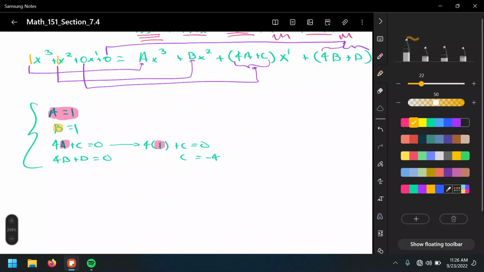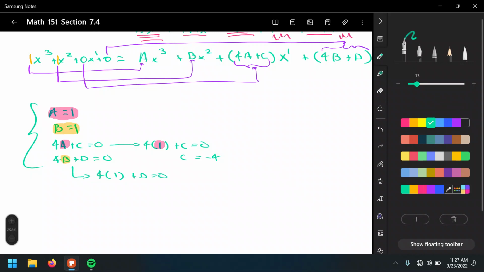For the next equation, we will plug in b equals 1 over here to get 4 times b, which is 1, plus d equals 0, that is d equals negative 4. I'm highlighting just so you can see where these values are coming from, or why we are plugging in one value or the other, especially because both a and b are equal to 1. If they were different numbers, we would see the difference here, right? So we got the coefficients a, b, c, and d.